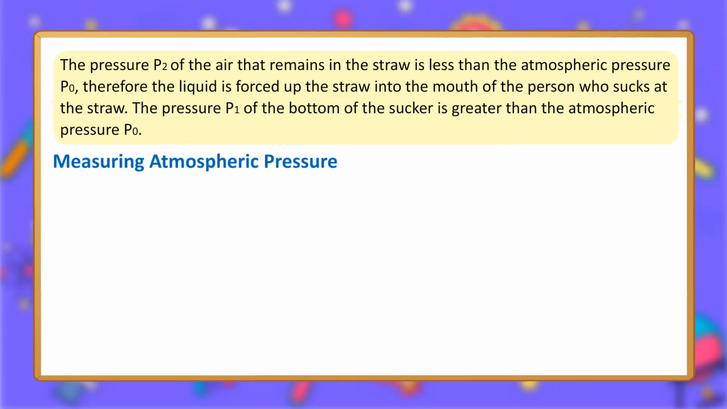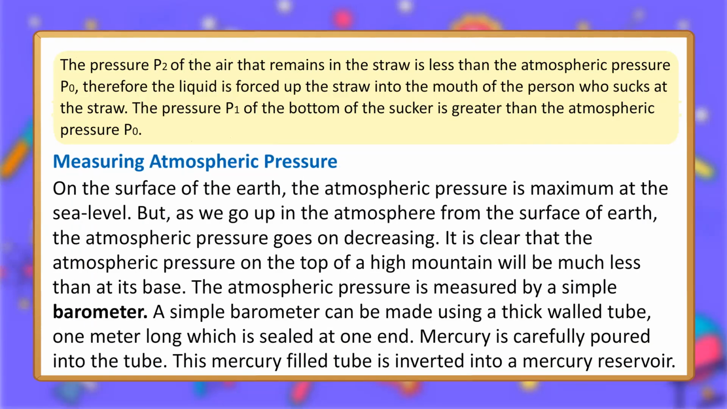Measuring atmospheric pressure. On the surface of the Earth, the atmospheric pressure is maximum at the sea level. But, as we go up in the atmosphere from the surface of Earth, the atmospheric pressure goes on decreasing. It is clear that the atmospheric pressure on the top of a high mountain will be much less than at its base.